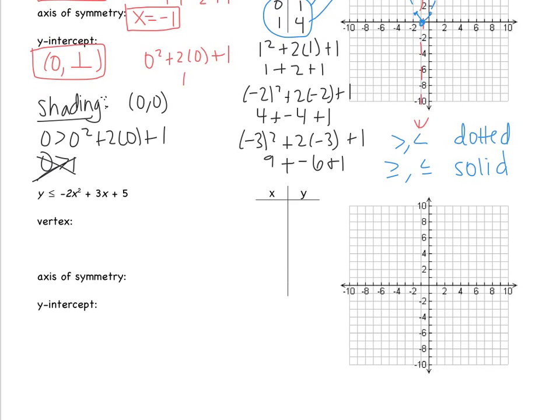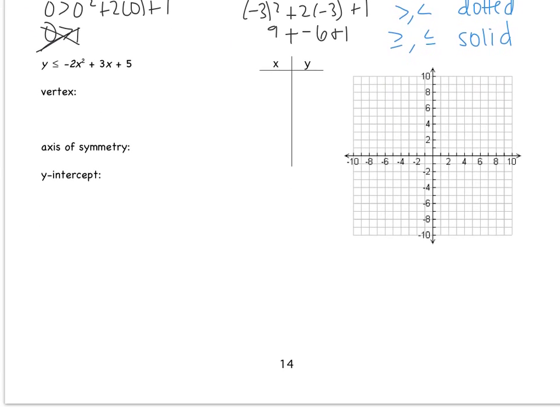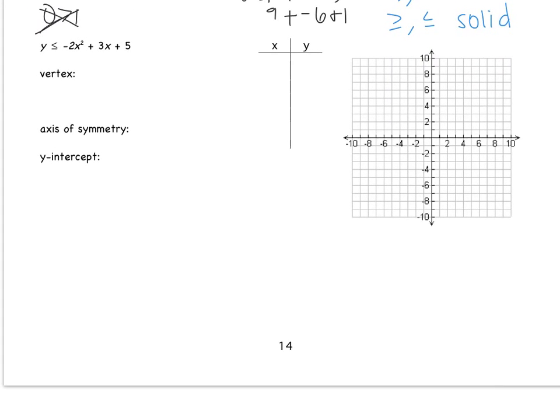Okay, so here's our next one. Before we start the problem, I'm going to ask you to change it a little bit. Take away that 2, so we have negative x squared, and then change that 3 to a 4. So we're going to graph y is less than or equal to negative x squared plus 4x plus 5.